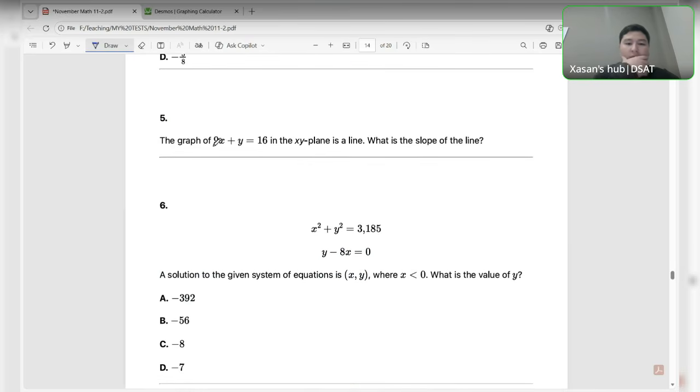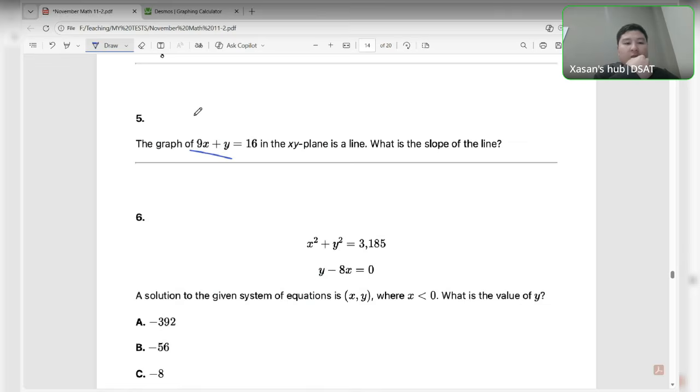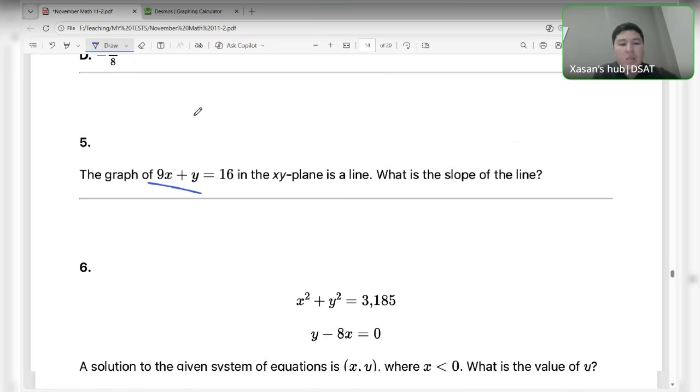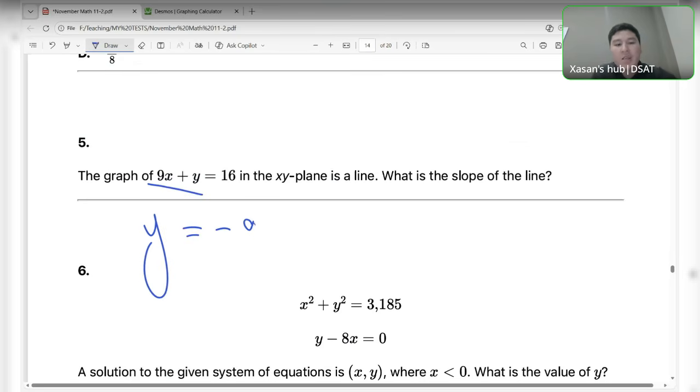Question 5. The graph of this in the xy plane is a line. What is the slope of the line? Still Desmosable, but you can just write the equation y equals negative 9x plus 16. And this negative 9 is our slope now.